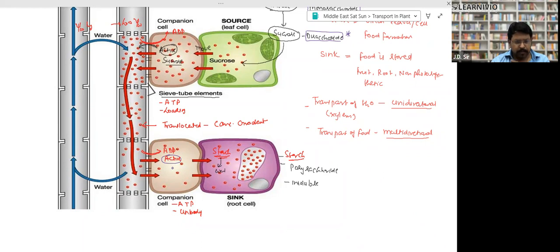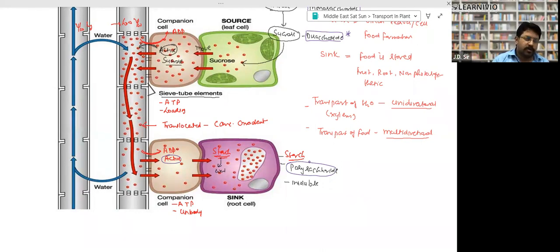Now from here, what will happen? This sucrose will be converted into starch, which is insoluble in water. Due to this, what will happen? The water will again go back to whom? Water will go back to the nearby xylem, and whatever water had been taken over here is reversed back. Now this sugar is stored at the sink part, which is the root. Here, the sugar is stored in the form of starch, which is a type of polysaccharide, right?